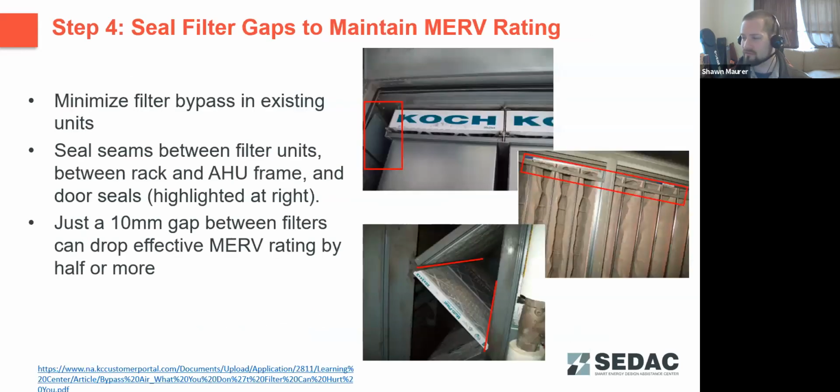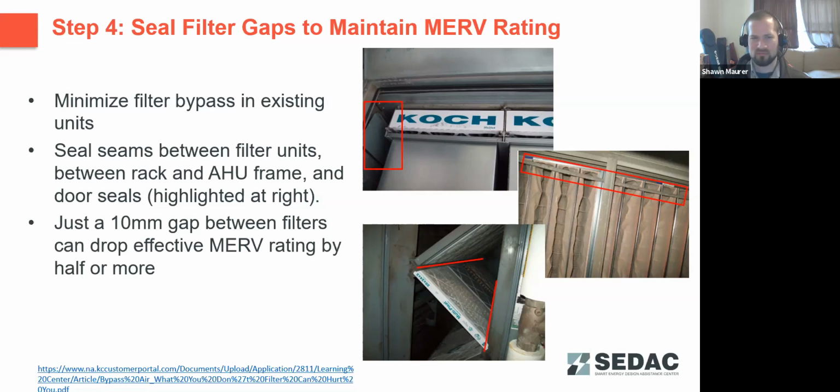Another thing to be aware of, even if you've already got MERV 13 filters, is to make sure that you minimize bypasses of these. Check your unit ventilators. The filter's usually on the floor at the bottom of the unit. Check your central air handlers and make sure that there aren't gaps between these filters. Just a 10 millimeter gap can drop the effective MERV rating of your filtration system by half or more.